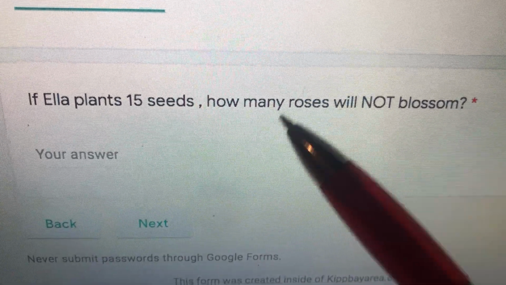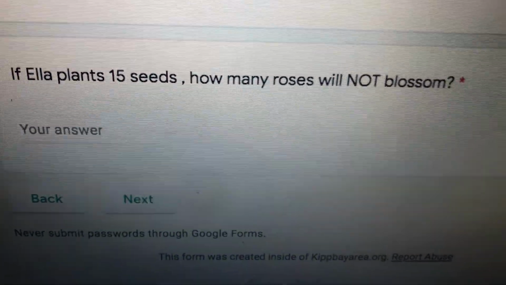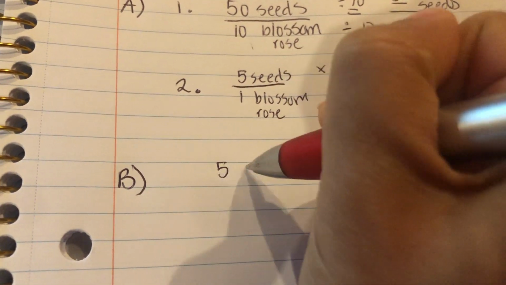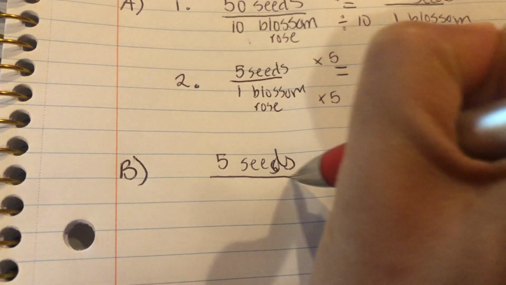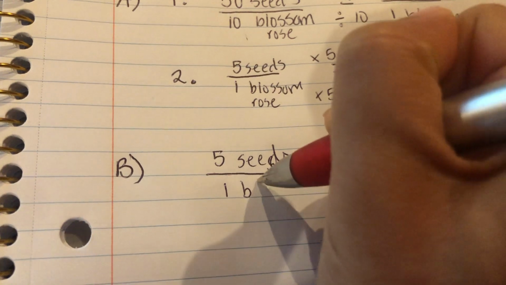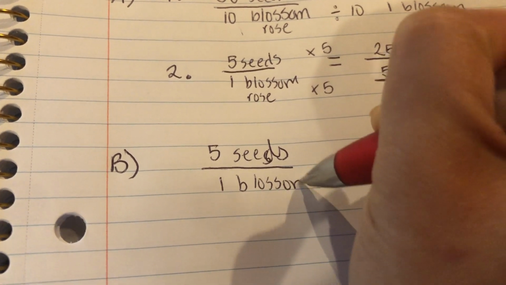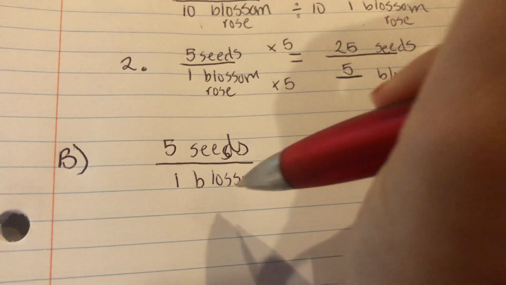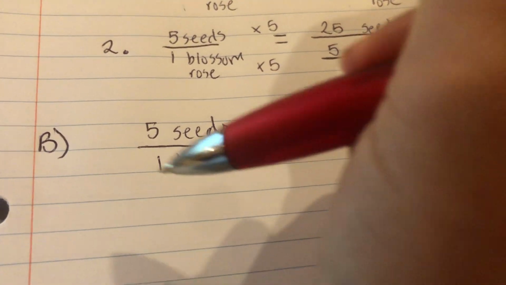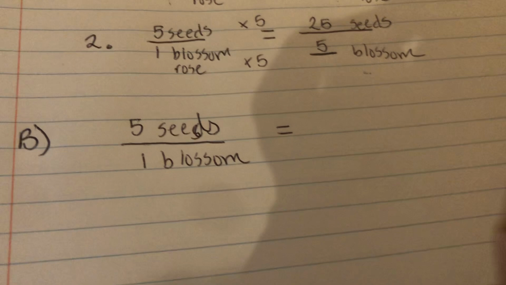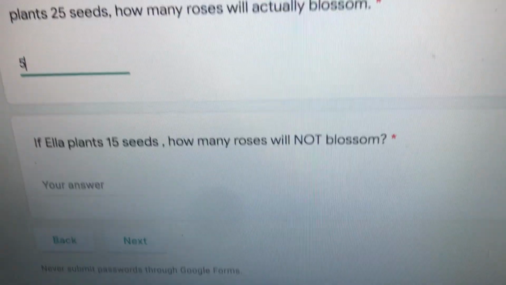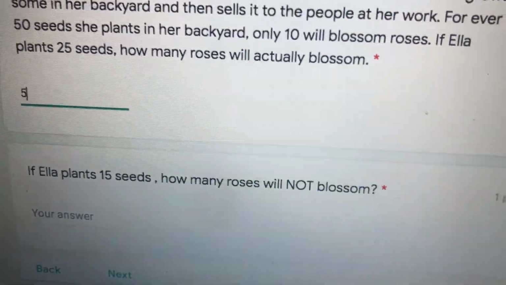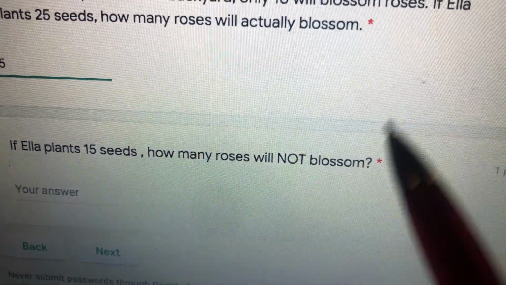Remember, we always use the unit rate to find the missing value. So part B, my unit rate we have is 5 seeds per 1 blossom of a rose. Okay, and the unit rate or the ratio here is telling us how many roses will blossom, right? The final question says how many will not blossom. So we're going to figure out how many roses will blossom to know how many will not.